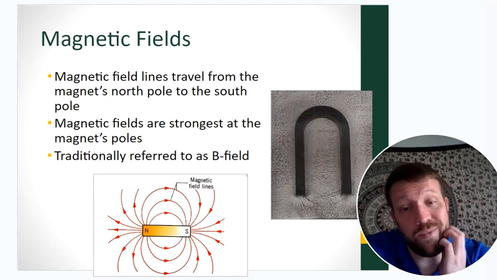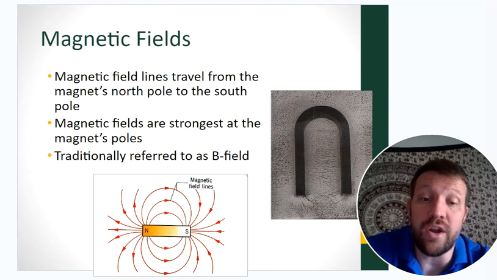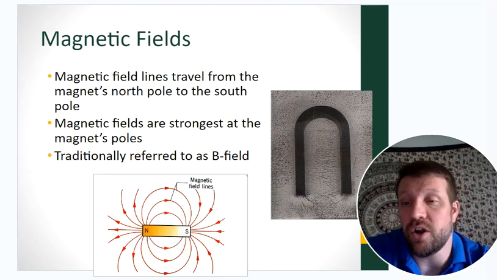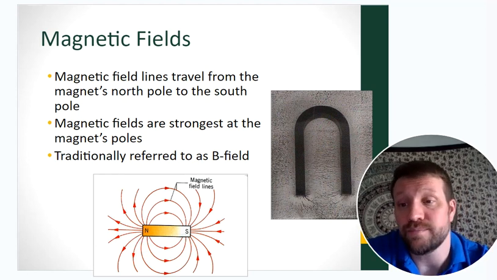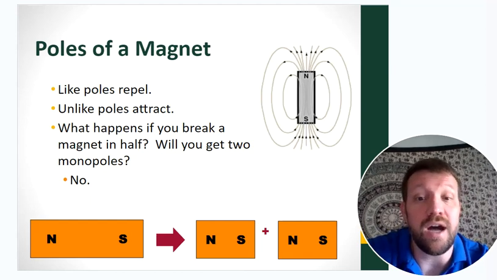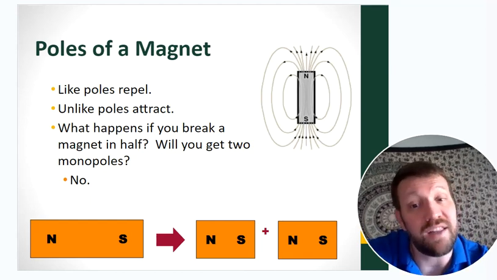Magnetic field lines are going to travel from north to south, as I mentioned, and they're strongest near the poles. They're always going to be strongest, but you know this already, whenever the lines are closest together. So again, we're running through these pretty quick because it's pretty quick material for us now. Like poles repel, unlike poles attract, just like our positives and negatives did in electrostatics.